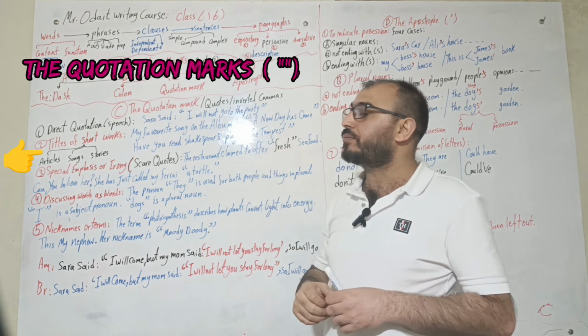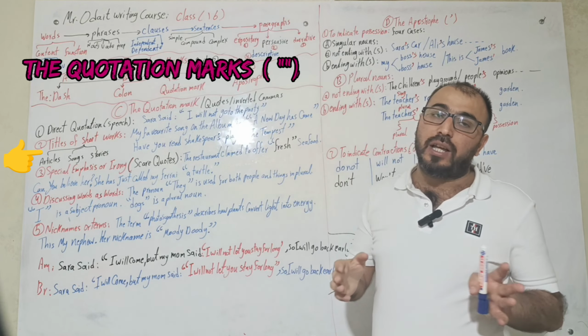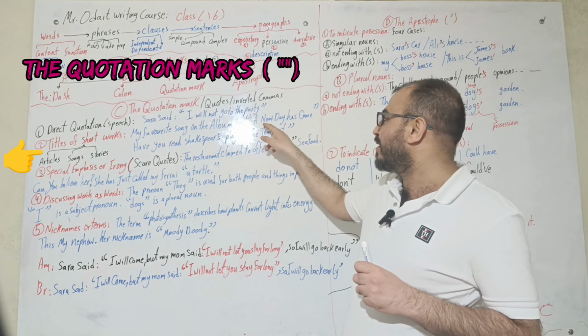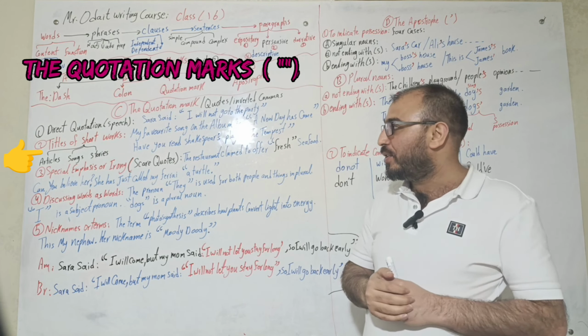The second use, my friends, is here in titles of short works like articles, songs, and stories. And here, my friends, let me read the example for you. My favorite song on the album is "A New Day Has Come." And of course, my friends, this song is for Celine Dion, who is the best singer in the world.